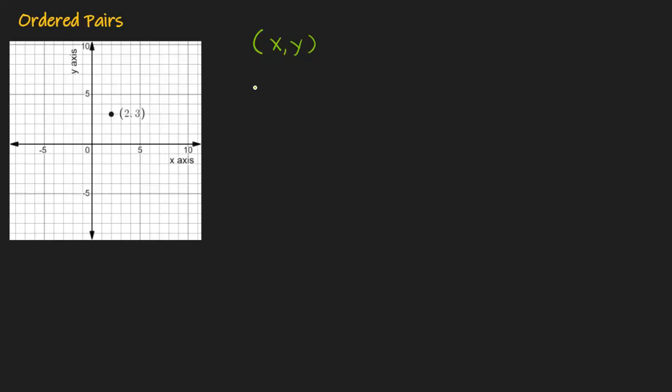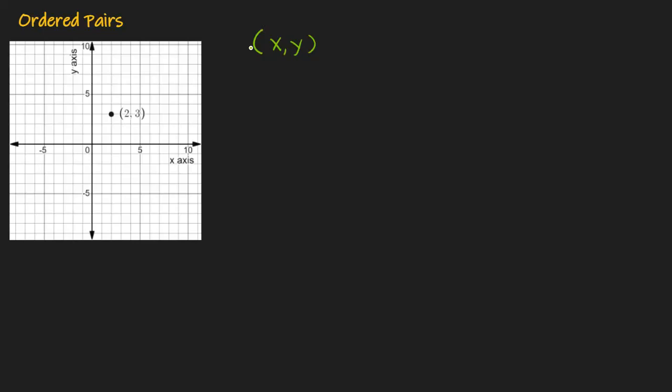In any case, the x is always going to be along what we call the x-axis, and the y is going to be somewhere along the y-axis. Notice that in this picture you have 2 comma 3. That means you are 2 units away from the y-axis, so you count 1 and 2. And then it says 3, so you count 1, 2, and 3.